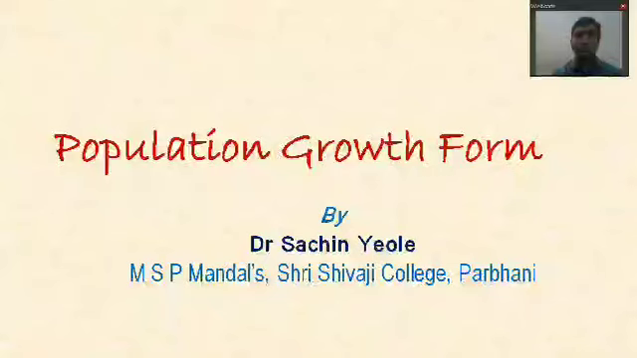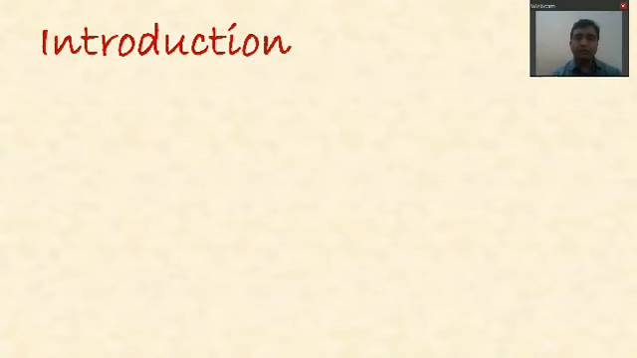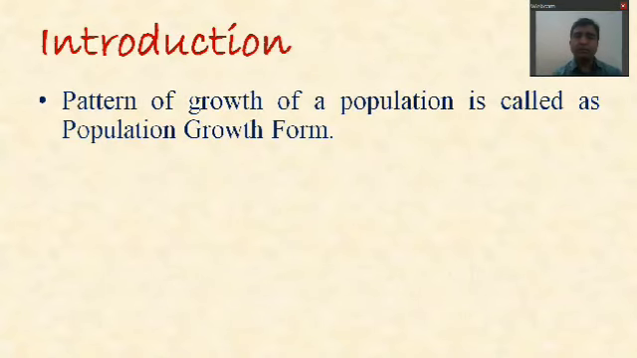Welcome, friends. So today we are going to discuss population growth form. It is the fifth aspect of population ecology. Each and every population grows in a typical form, and that typical form is known as the population growth form.